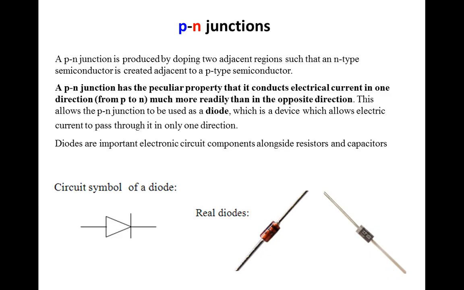Let's look at what happens when you combine a p-type semiconductor with an n-type semiconductor. This forms what we call a p-n junction, and it has a peculiar property that allows conduction of electricity in one direction, from p to n, rather than in the opposite direction. This allows a p-n junction to be used as a diode.